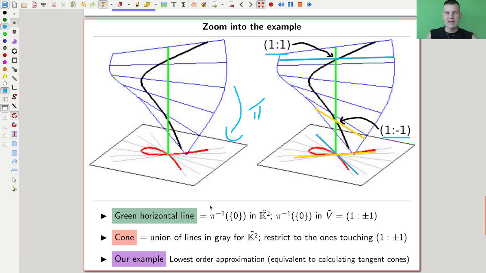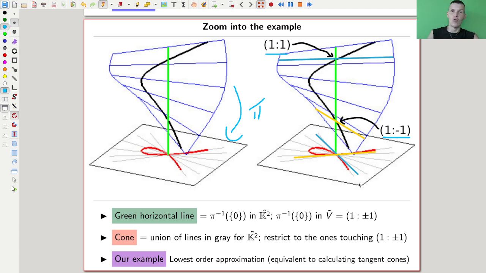And a cone is usually a union of lines, and it's really the gray thing down here for k squared, which is the projection of the blue lines up here. So we restrict to the ones that touch those 2 points, and they project down to exactly our cross. And that's the calculation we do, right? So the cone in the whole picture is this collection of lines, but that's a cone for k squared, for the affine space. And we look where they touch the preimage of my point, and whatever projects down, that's exactly the corresponding cone in our picture, which is this tangent cone.